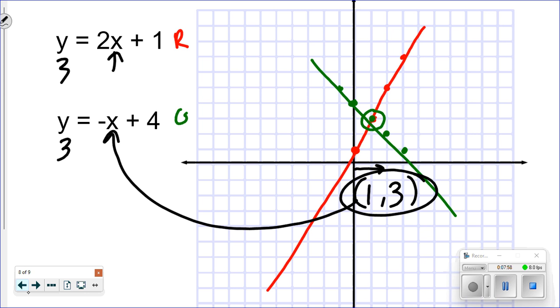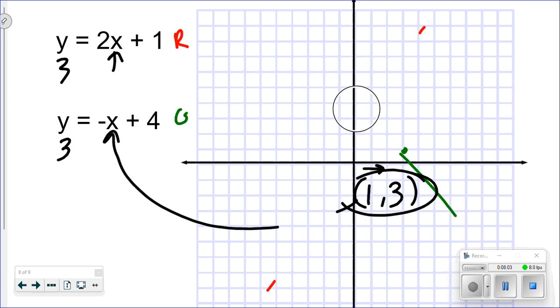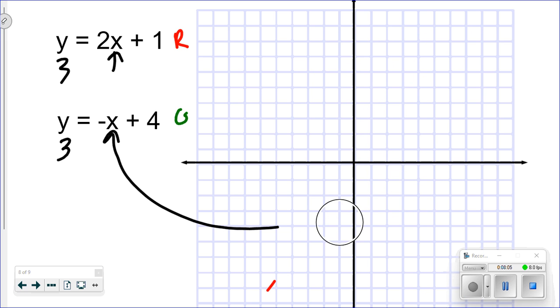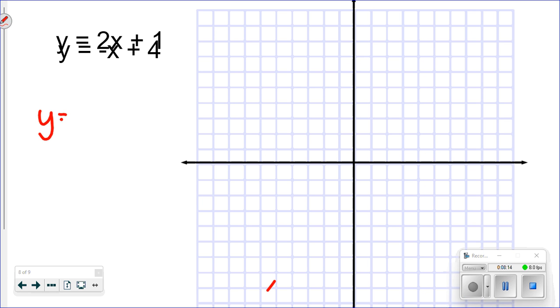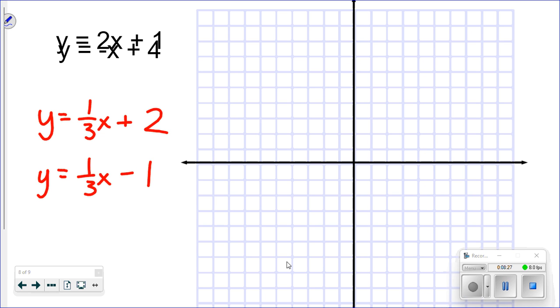There might be times on your coordinate plane that, let's say you graph, I'll do one right now. So I'm going to make a new system. I'm going to say y equals 1/3 x plus 2. And I'm going to say y equals 1/3 x minus 1. Okay, so let's graph both of these quick, and I'm going to show you an example of a different type of answer. So I'm going to do this one in blue.